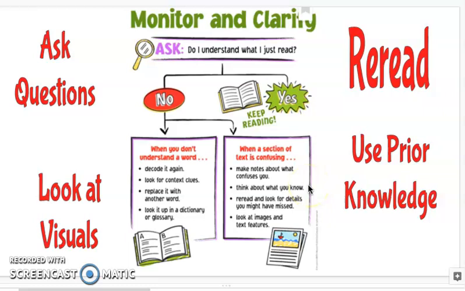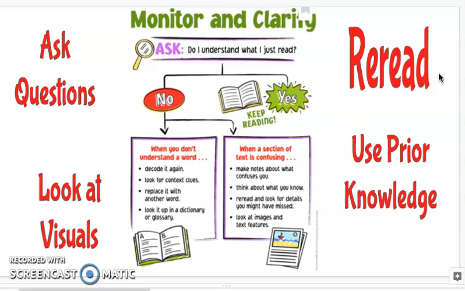Or maybe I'm reading along and I think about something I already know. Over here it says use prior knowledge. Oh, I know a little bit about that subject, so now it's becoming a little bit more clear. I'm understanding it better. The next thing I use all the time is I reread. It's like, okay, I read it once. What did that mean? I'll go back and read it again.